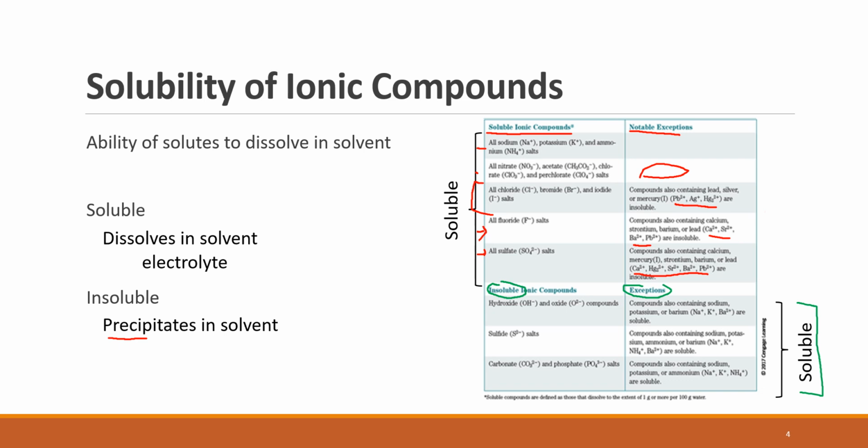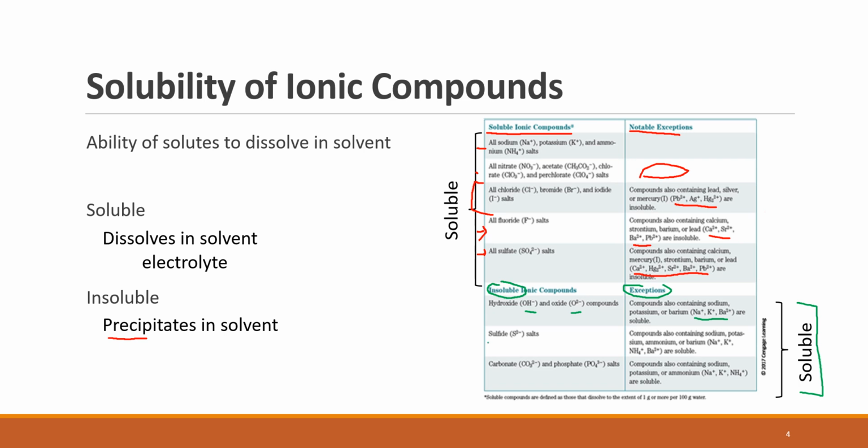So this is saying that anything that contains hydroxide or oxide will precipitate out, will form a solid, unless it's with sodium, potassium, or barium. Okay, so if hydroxide is with sodium, for instance, it's going to dissolve. If hydroxide is with potassium, it will dissolve. If it's with barium, it will dissolve. But if hydroxide is with anything else, copper, lead, anything, it's going to form a solid.